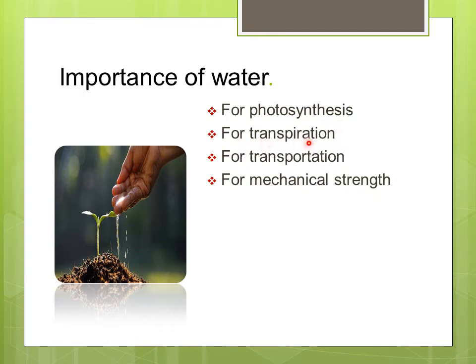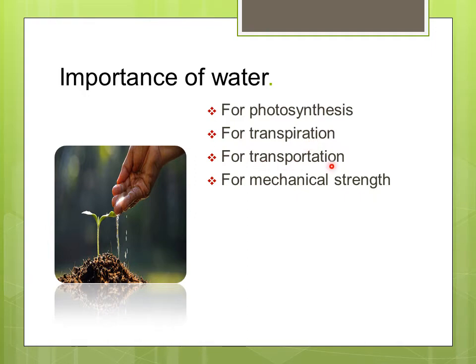Now what happens in transpiration? In transpiration, water is used as a cooling agent. It cools the tree in warm weather and generates a pull or suction force for the movement of the sap. Okay, is it clear to all?